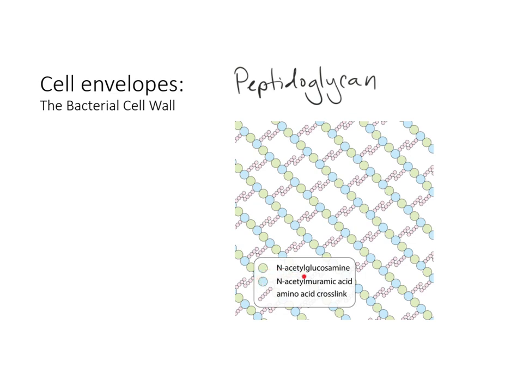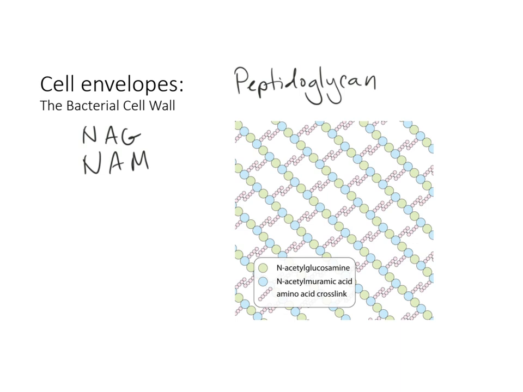Now this green circle is called N-acetylglucosamine, which gets shortened, as lots of things do in microbiology, to NAG. And then this blue circle here, which is N-acetylmuramic acid, gets shortened to, as you may have already guessed, NAM. So these long alternating chains of NAG and NAM get linked together by the bacteria, and then these little amino acid cross bridges are made to hold the layers of NAG and NAM together.